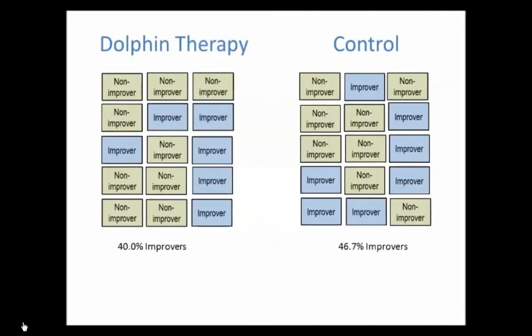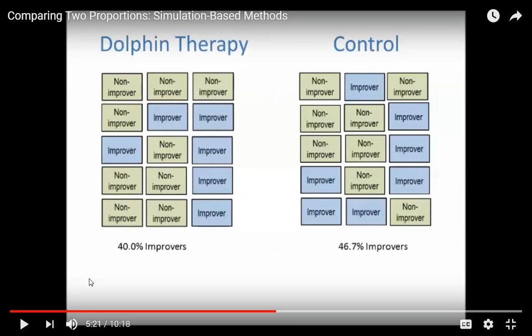So we reshuffled 15-15, just by chance. Now take a look at our results. Dolphin, 40%. Control, 46%. Everyone on their calculator right now. Here we go. Dolphin minus control, let me know what you end up with. 0.4 minus 0.467. What are we ending up with? Anything close to what we just got is our observed difference.